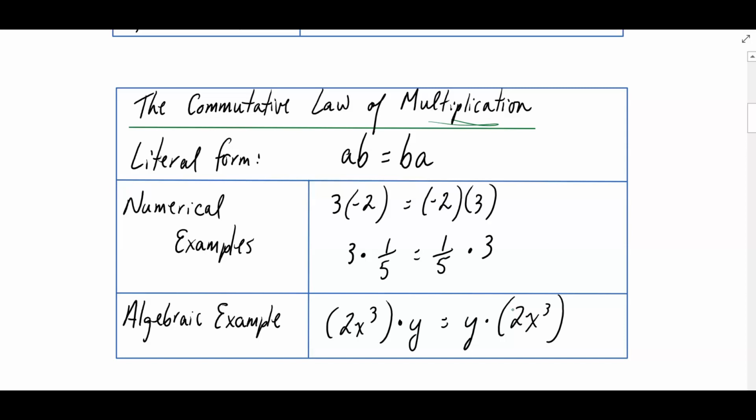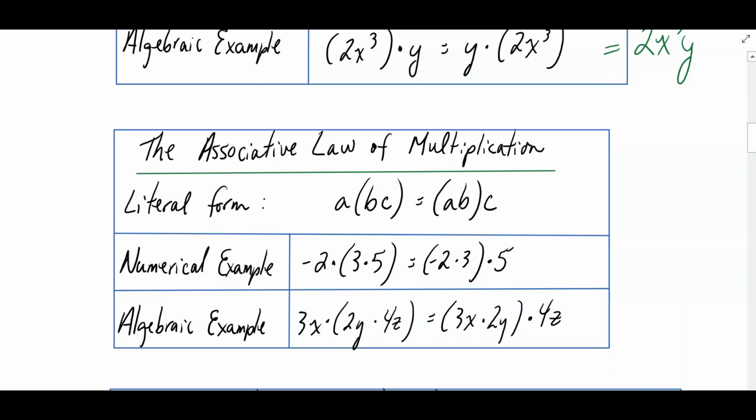And this is very helpful when you are simplifying algebraic expressions to know that it doesn't matter what order you write them in, because generally we would write an algebraic expression of this product with the numerical coefficient first and then the literal numbers in alphabetical order for simplicity. All right, so this law is helpful for doing that.